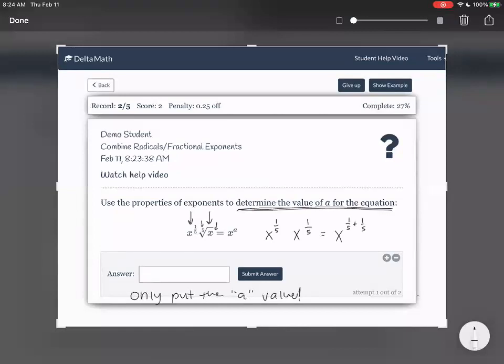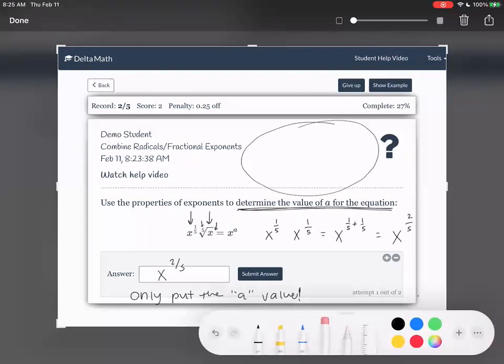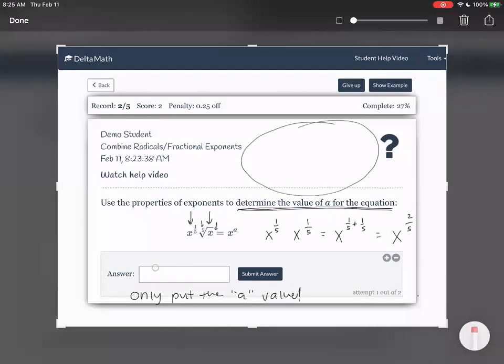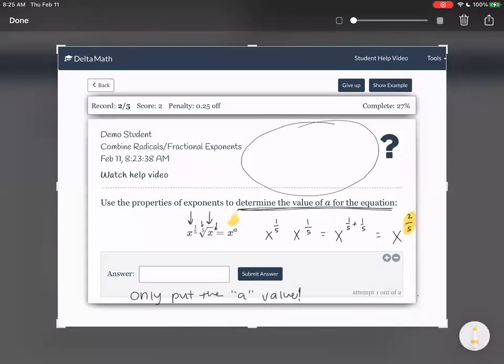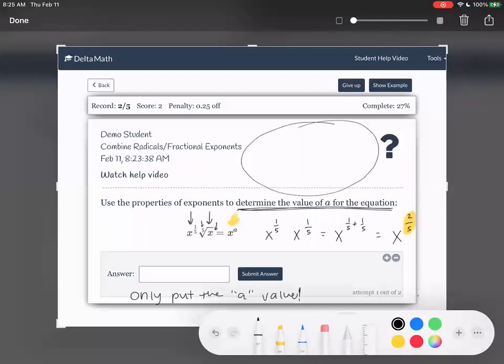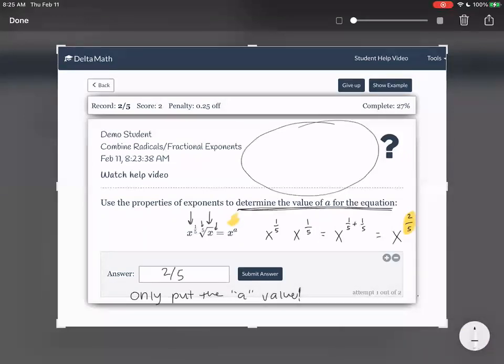So 1/5 plus 1/5. In this case, I don't need to show the work up here because they both have the same denominator already. So luckily for us, it's more straightforward. It's still over 5, but on the top, we can add straight across. 1 plus 1 is 2. So we have x to the power of 2/5. Now I'm not going to enter x to the power of 2/5 because we are only putting the a value. And our a value, let me just highlight it, it's right here, 2/5. So I'm only going to put 2/5 in here.